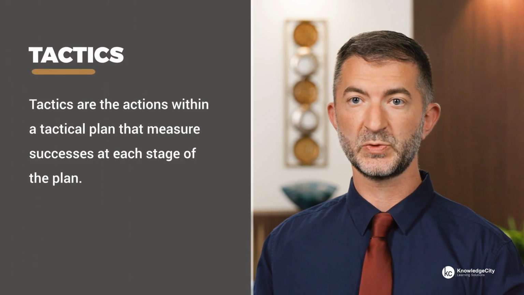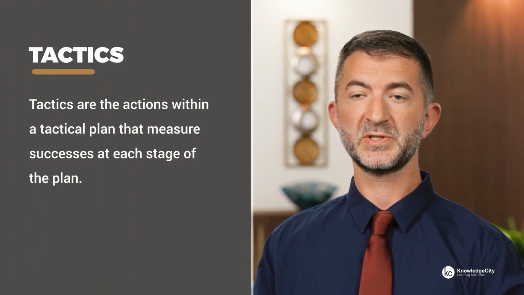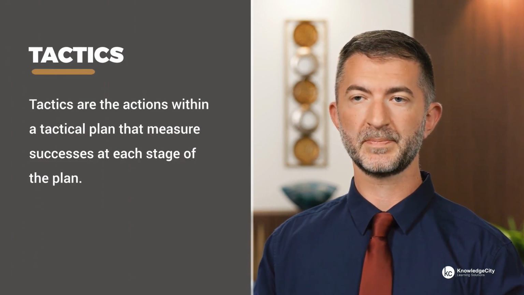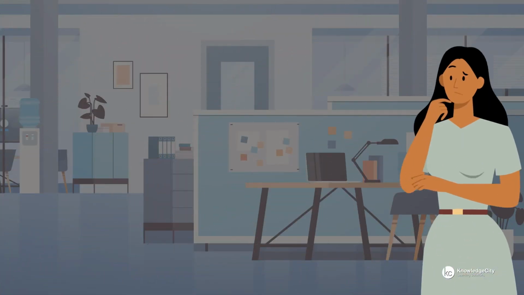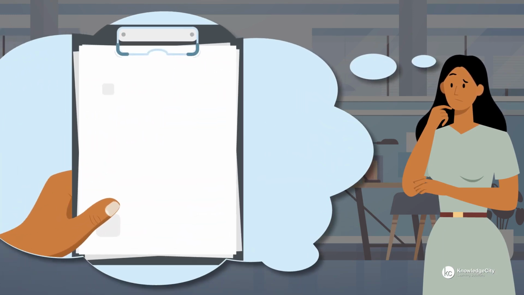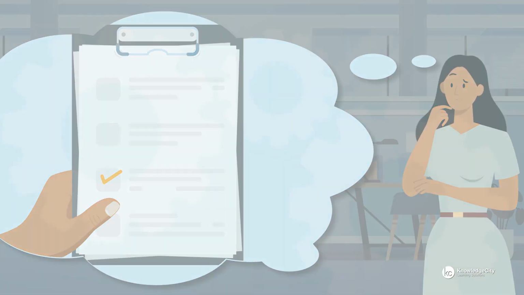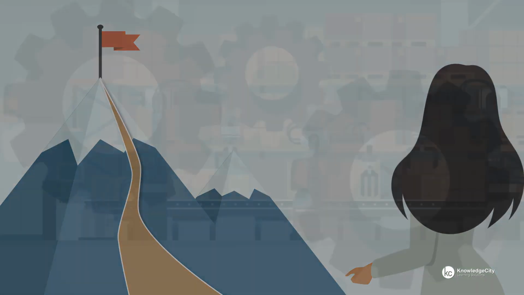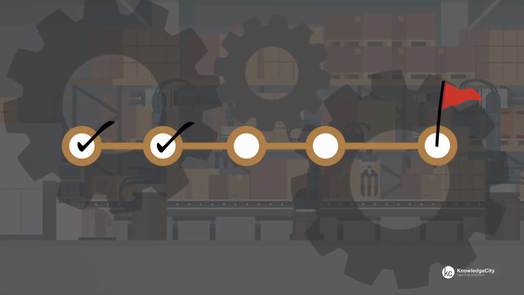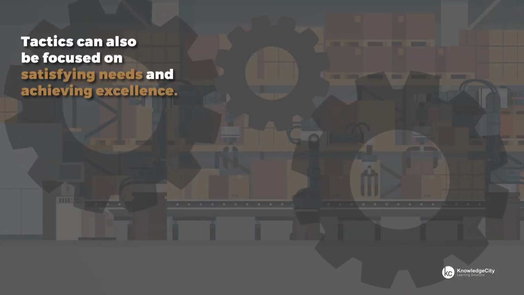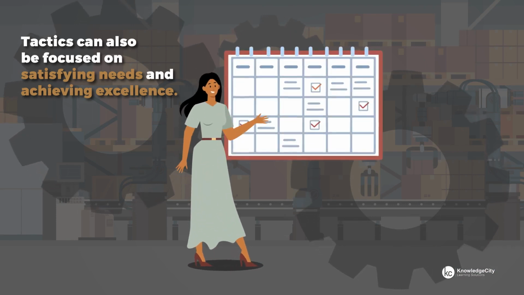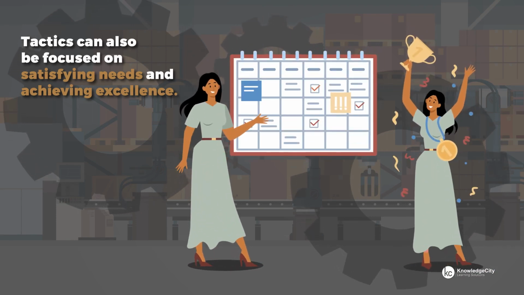Tactics are the actions within a tactical plan that measure successes at each stage of the plan. They help start up the project and create real-time goals. To understand and create tactics, it's useful to think about what needs to be accomplished. Tactics can help break down long-term goals into short-term objectives. Tactics can also be focused on satisfying needs and achieving excellence.